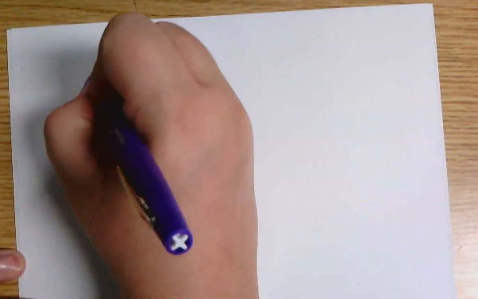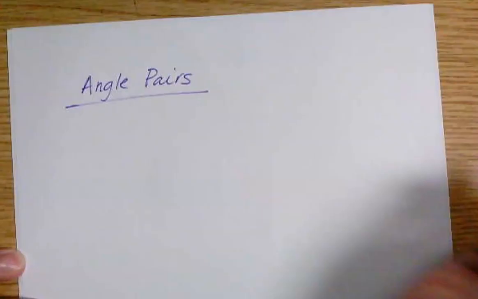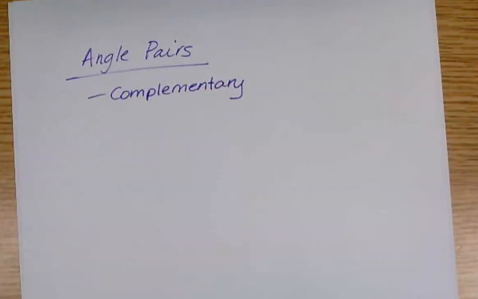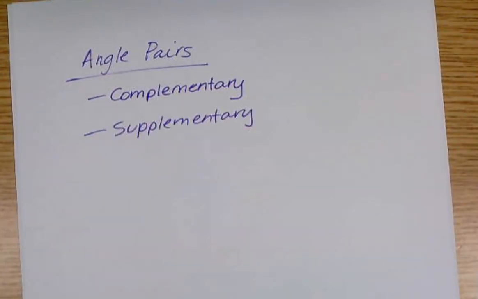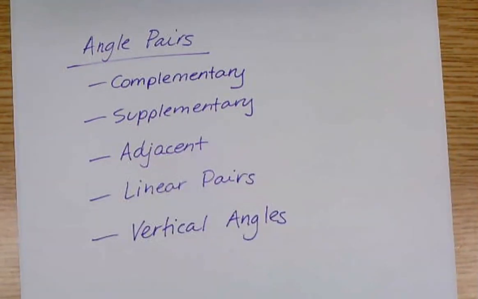And first off, I want to point out that usually before we talk about this, we've talked about some other angle pairs, such as complementary angles, supplementary angles, adjacent angles, linear pairs, and finally vertical angles.